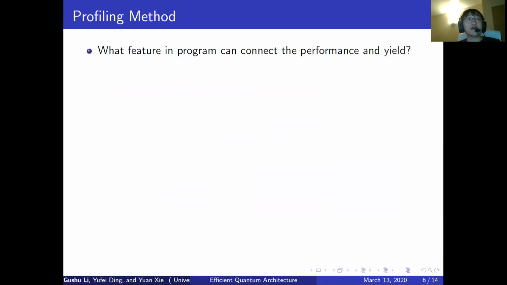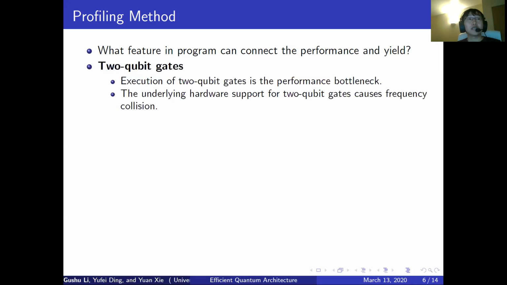First, let's talk about the profiling. There are many different kinds of information in a quantum program. What should we focus on? What feature in a program can connect the performance and yield? The answer is the 2 qubit gates.